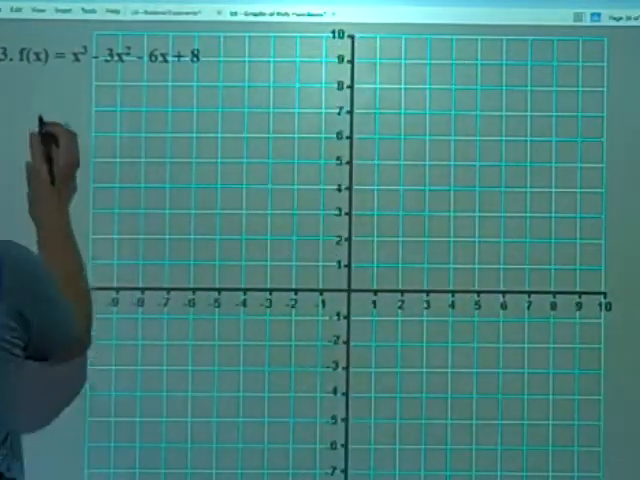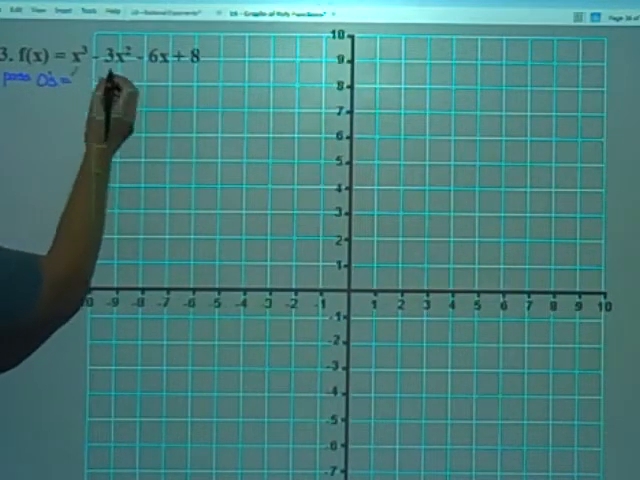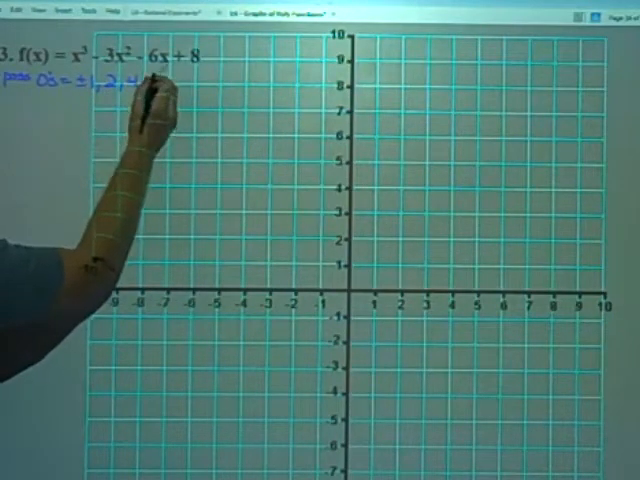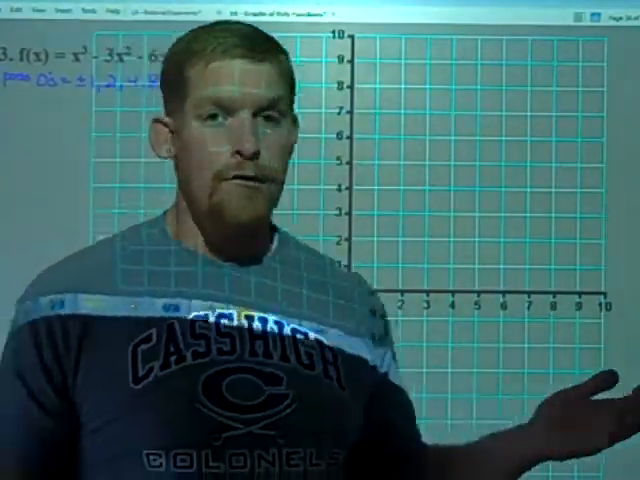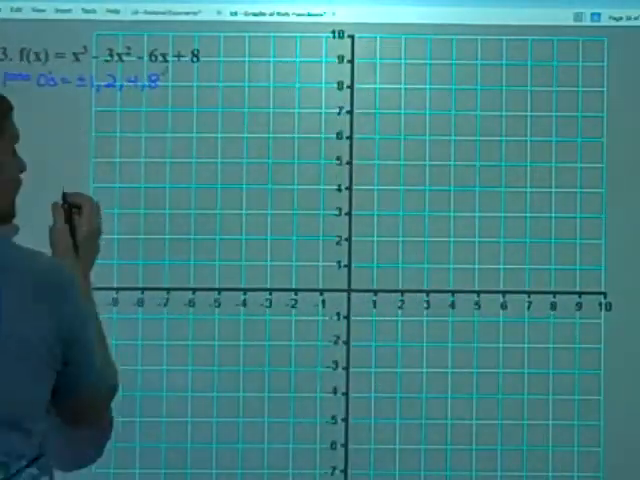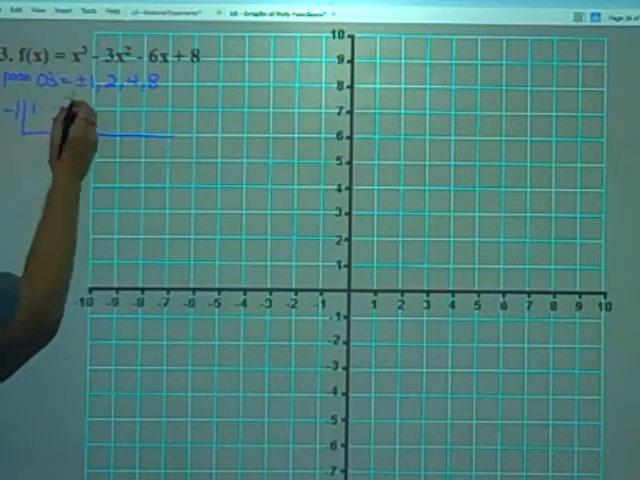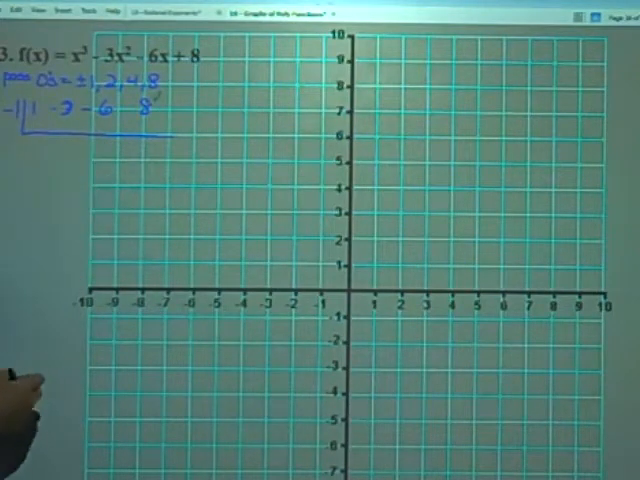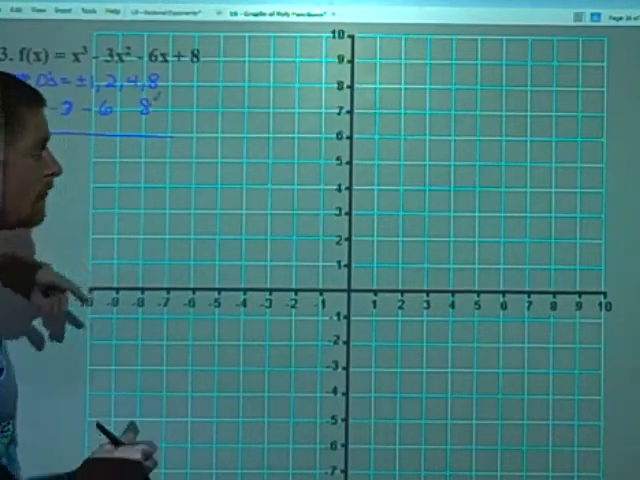All right, so some of our possible zeros would include positive and negative 1, 2, 4, and 8. So any one of these might work, and none of them might work. We don't know. We just have to work through them and figure them out. I'm going to start with negative 1, using my synthetic division. 1, negative 3, negative 6, and 8. Remember, if I get 0 at the end, then I know that this is a zero for the function.